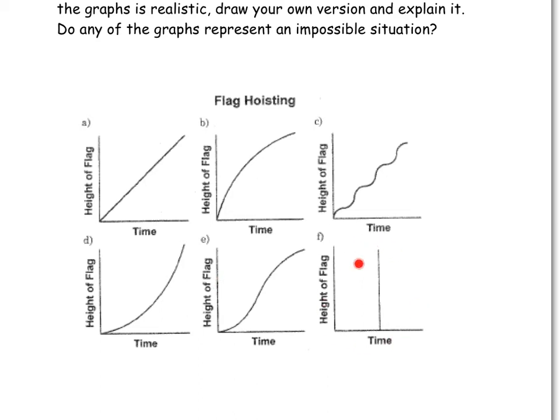In F, this is an impossible situation that we talked about. Because think about it. Here the time remains constant. So here that time equals, let's say, 2. The height of the flag would go up instantly. So this is an impossible situation because there is no increase of time. It's saying that the height of the flag would go up when the time would not change. So this is impossible.